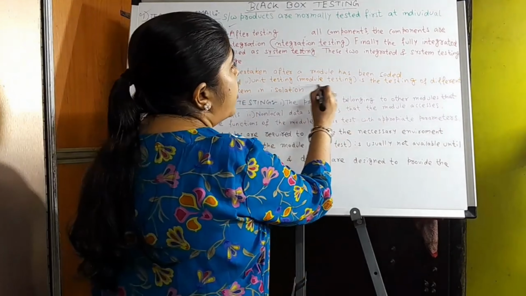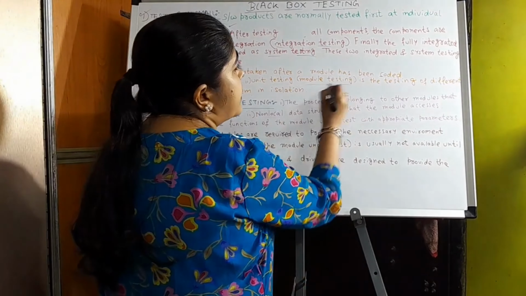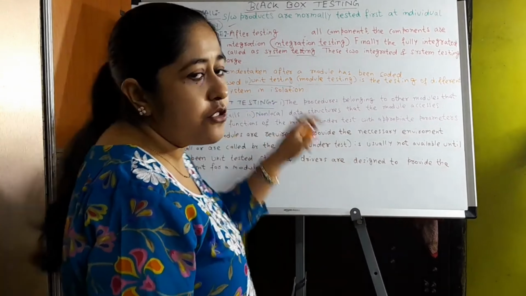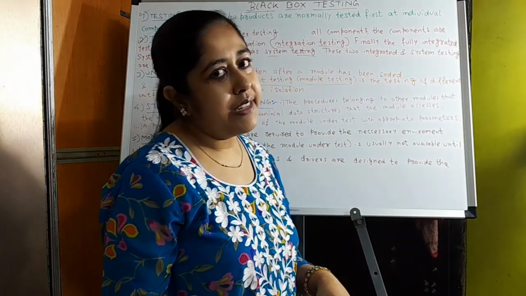Unit testing is also known as module testing. Why? It is the testing of different units or modules of a system in isolation. When you break the whole system into small units or modules, these units are tested in isolation, that is, each and every unit is individually tested. So unit testing is basically module testing, where the different units of a system are tested in isolation, right? That is, individually.